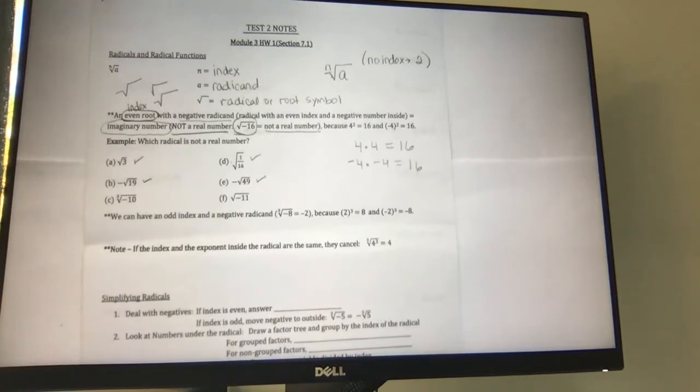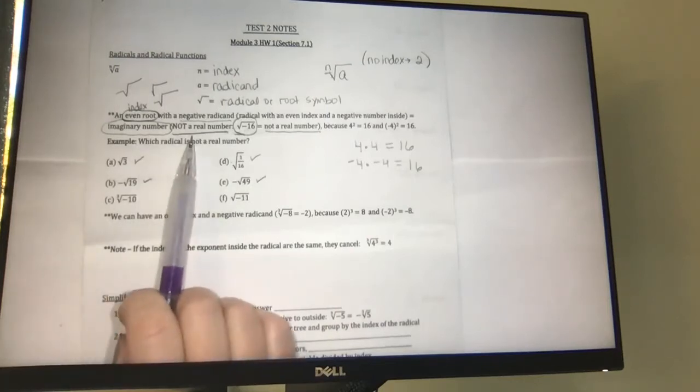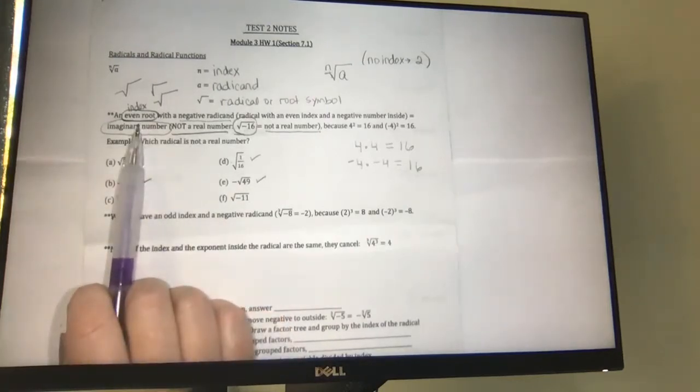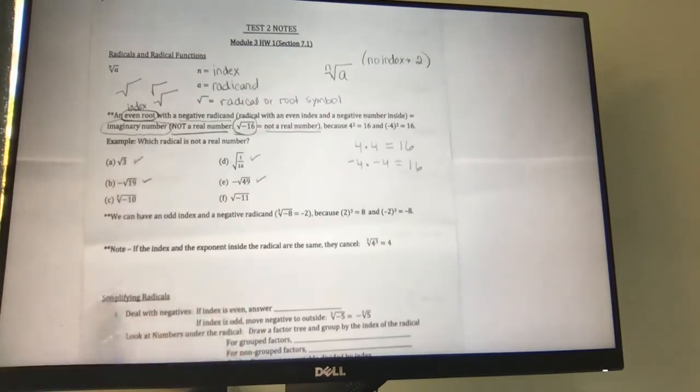Okay, now we get to the trickies. C and F, they both have a negative radicand. One of them is real and one of them isn't. And what it boils down to is the index, because remember, you're not a real number if your index is even. So which one is not a real number?